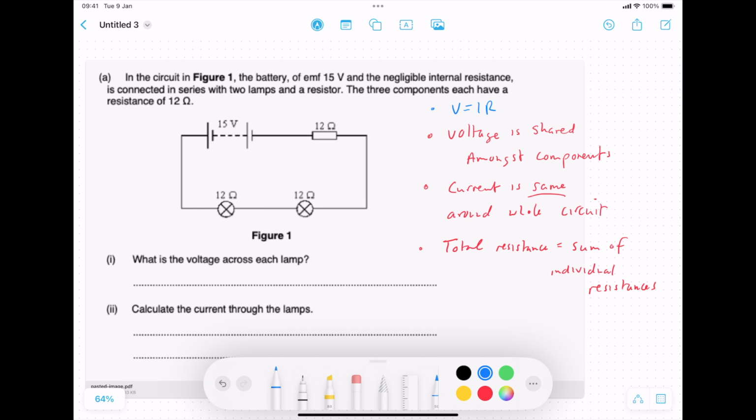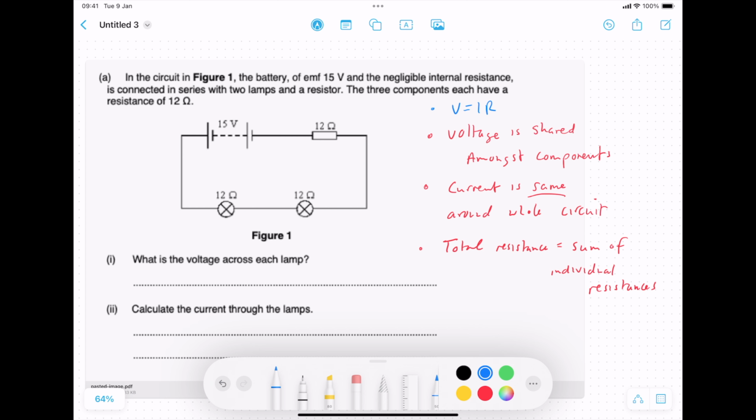In the circuit, figure 1, the battery of EMF 15 volts. EMF means electromotive force, and it's just another phrase for voltage. A negligible internal resistance is connected in series with 2 lamps and a resistor. The 3 components each have a resistance of 12 ohms. What is the voltage across each lamp?